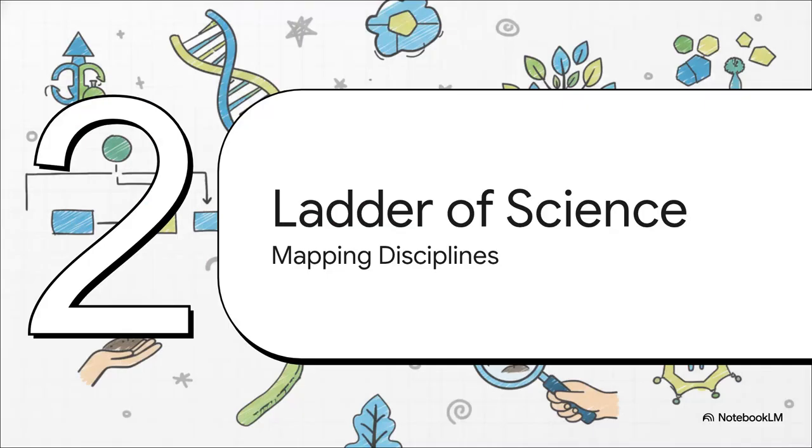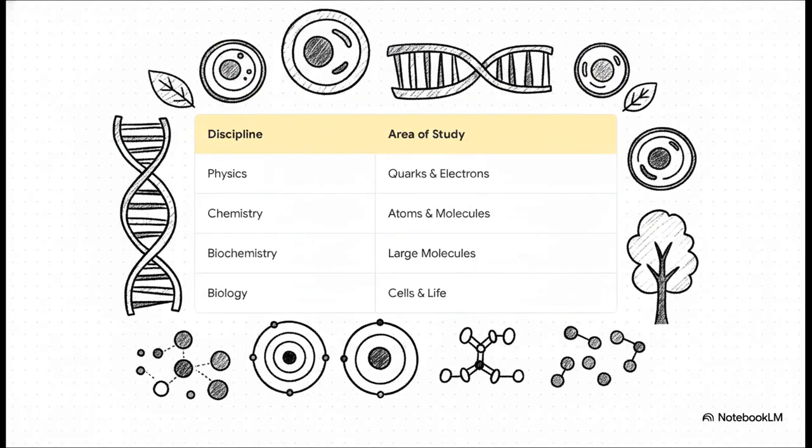Section 2. The ladder of science, mapping the disciplines. Because nature is built in these progressive layers, or tiers, we actually need entirely different scientific toolkits to understand them. If you want to dive deep into those base-level quarks and particles, you're studying physics. Step up a level to look at atoms and basic molecules, now you need chemistry. Once those molecules get really large and complex, you cross over into biochemistry. And it's really only when we finally reach the level of an entire, functioning cell that we're officially studying biology.